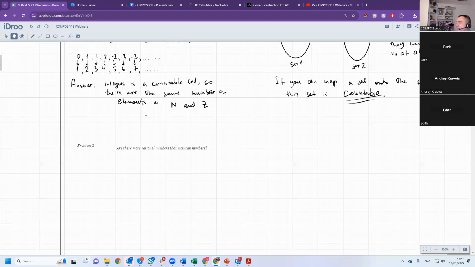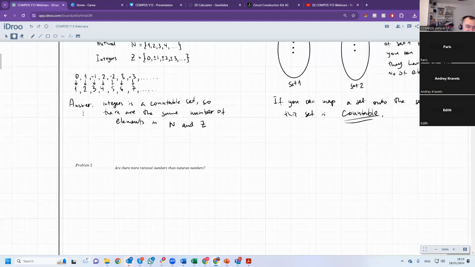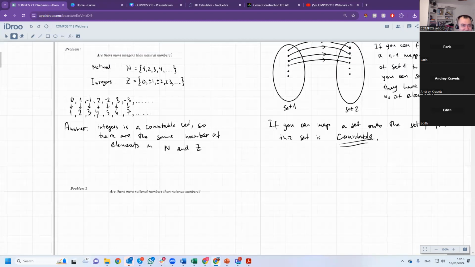Saying they have the same number of elements is not really exactly correct. It's just more dramatic when you say that. When you say countable, it's less dramatic than saying it's the same number of elements.